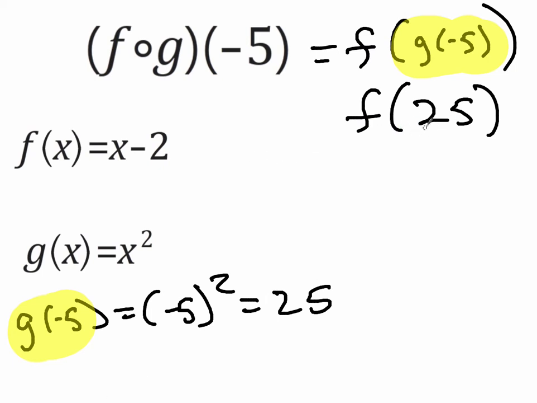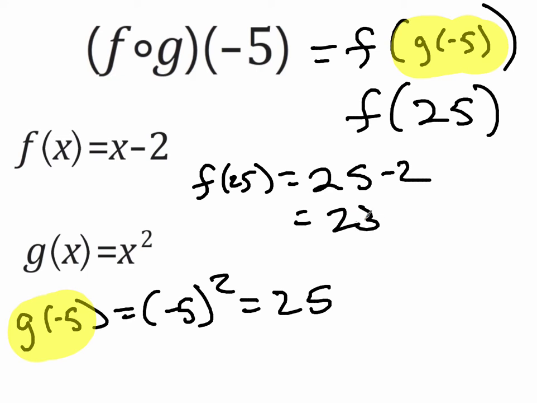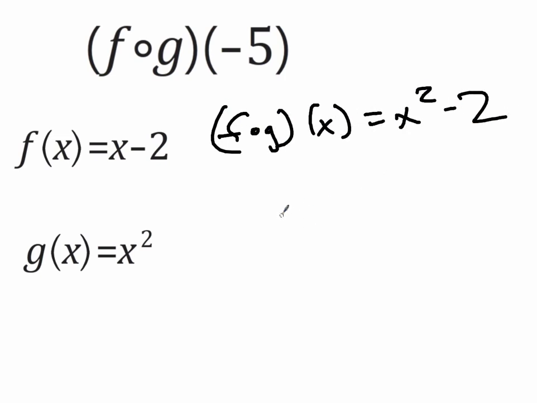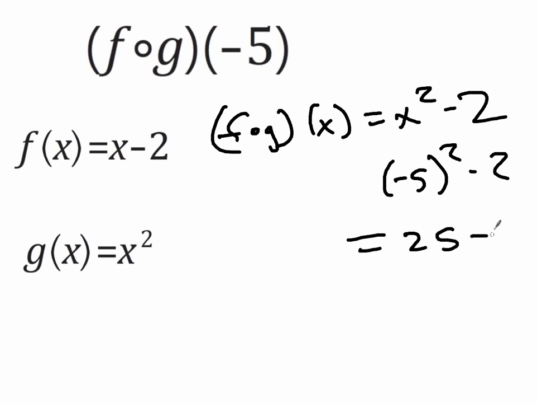F of 25, what does f do? It takes your value and it subtracts 2. So f of 25 is equal to 25 minus 2, which is 23. That's what we get. Let's check our composition function that we found earlier. We said f of g of x is equal to x squared minus 2. So if we're plugging in -5, we should get -5 squared minus 2, which is 25 minus 2, which is 23. And that's what we did, in fact, get.